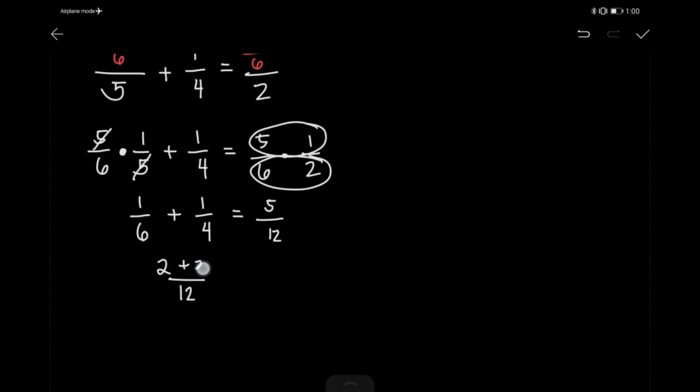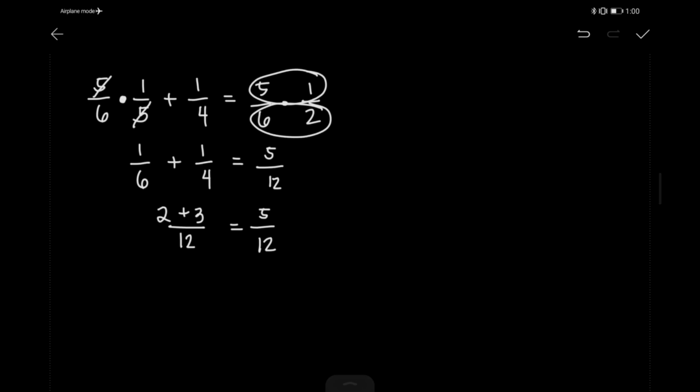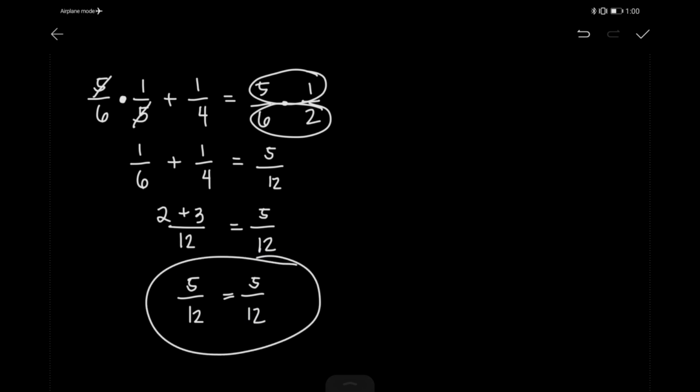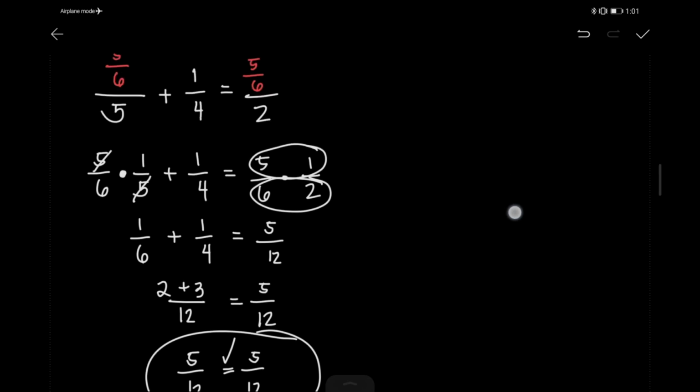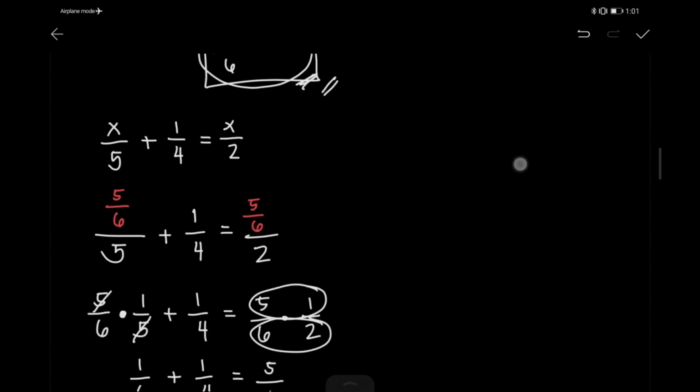Plus 3, then 5 over 12. So simplify. 2 plus 3 is 5 over 12. So this is now the correct answer. As you observe, they are equal with each other. So therefore, we can say that our answer here is correct. The 5 over 6 is correct.